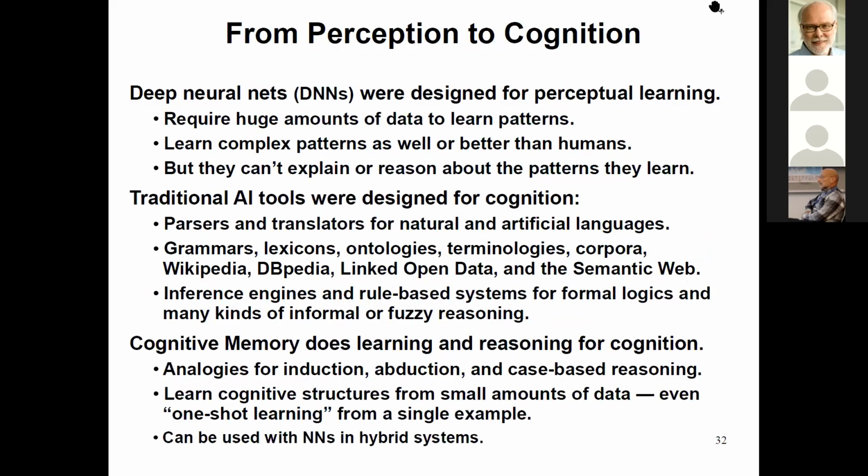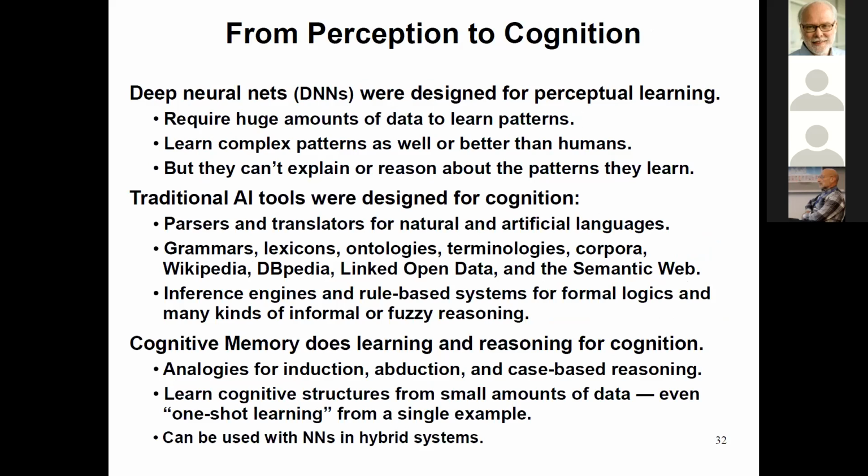Okay, now the point is that we want to have something that will do perception as well as cognition. Deep neural networks are designed for perceptual learning. They're basically the kind of learning that you do when you learn to recognize faces, scenes, people, all kinds of things. But they take a huge amount of training and a huge amount of data to learn the patterns. The traditional AI tools were designed for cognition.